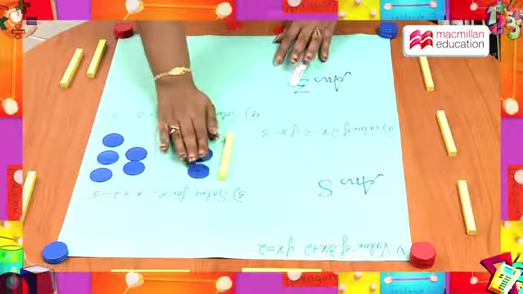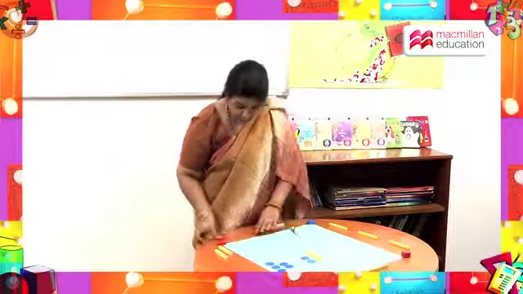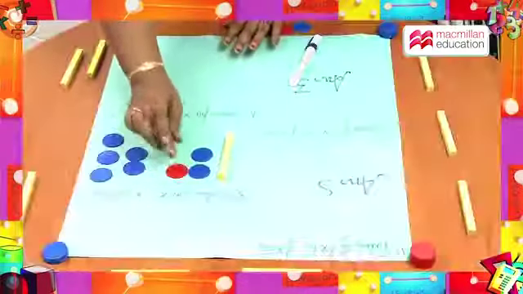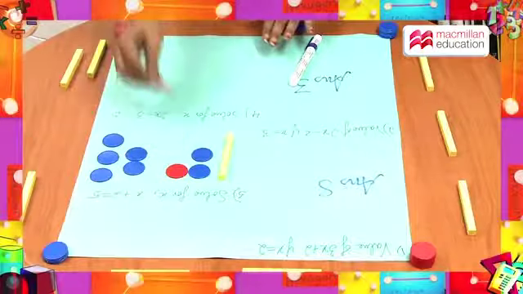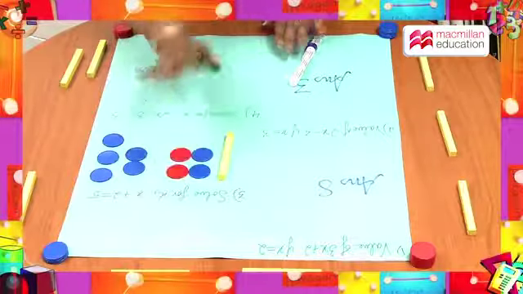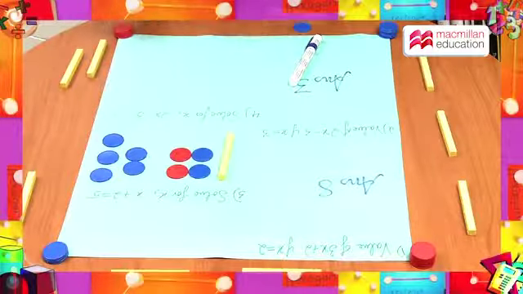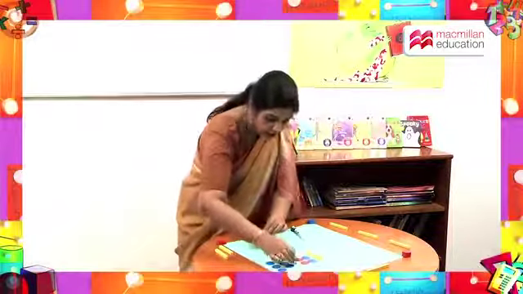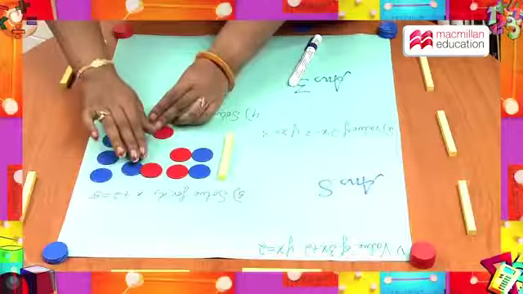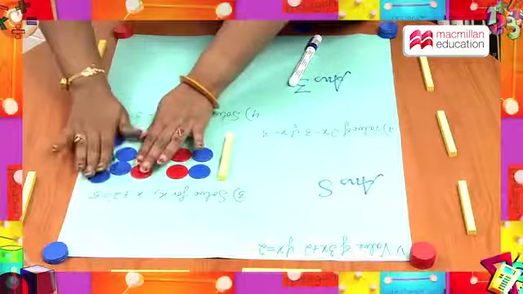I just told you that when a red and a blue counter come together, it forms a 0 pair because +1 plus -1 is 0. So I place 2 red counters next to this. But if I am doing so on one side of the equation, I have to do the same thing on the other side of the equation also.